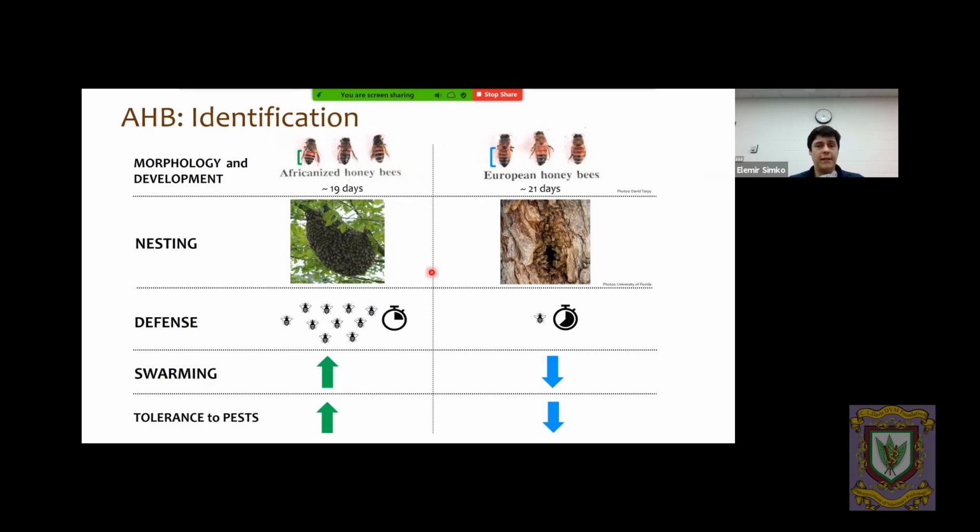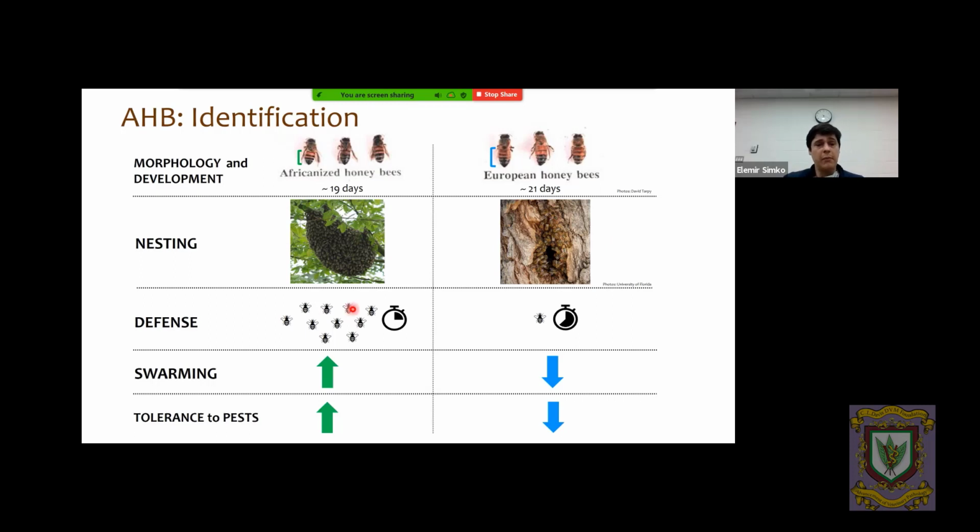When it comes to nesting, Africanized bees are less picky, so sometimes they would even build an unprotected nest hanging from a branch, for example. And European bees usually look for insulated cavities, for example in trees, because they know that they have to protect themselves from the winter.